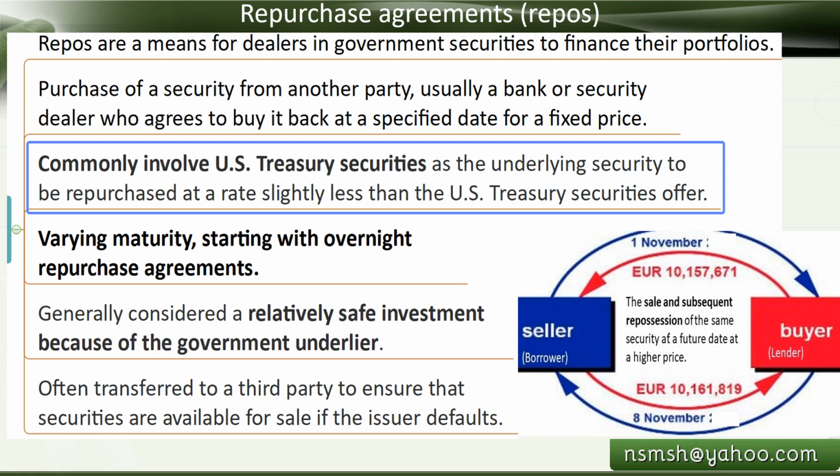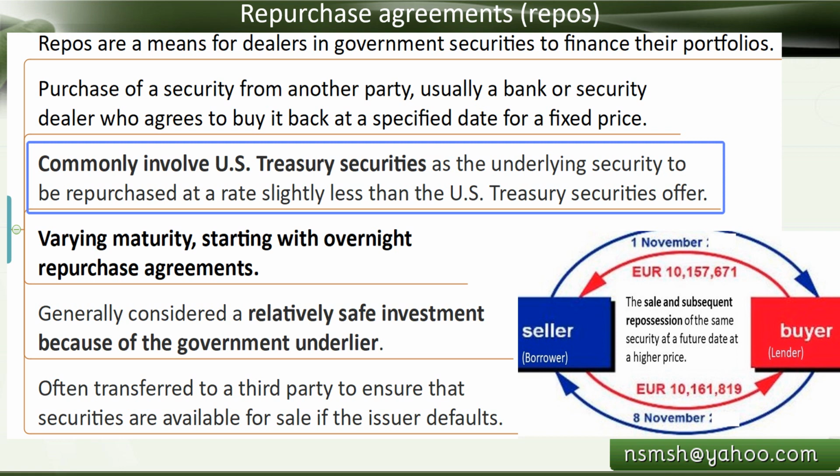A repurchase agreement can be thought of as a collateralized loan, like a secured loan. Actually, the lender provides cash to the borrower in exchange for a security which acts as collateral. At a future date, the borrower repurchases the same security with the initial cash received plus accrued interest. So that is the repurchase agreement. It is a sale and subsequent repossession of the same security at a future date at a higher price or with accrued interest.